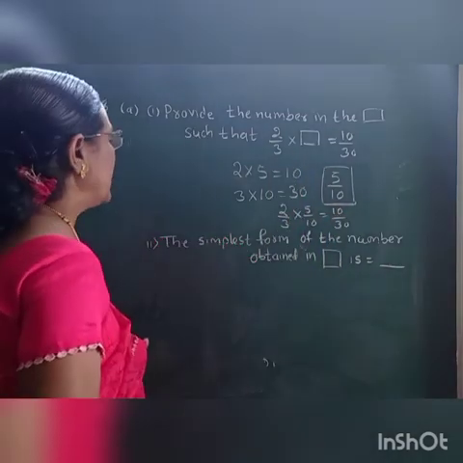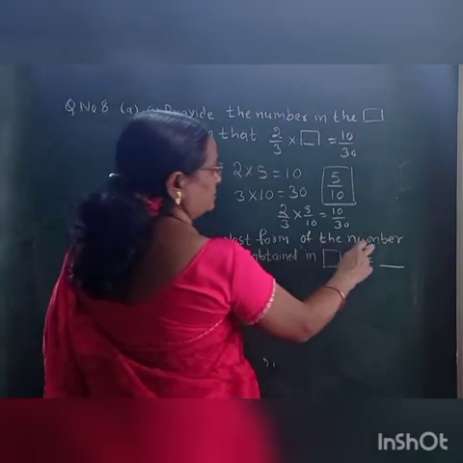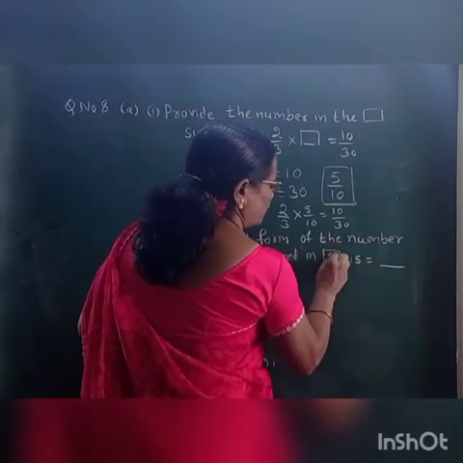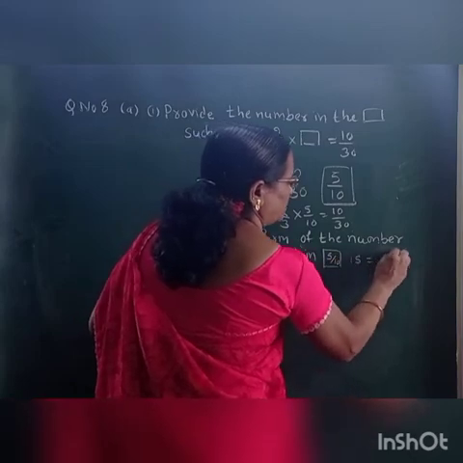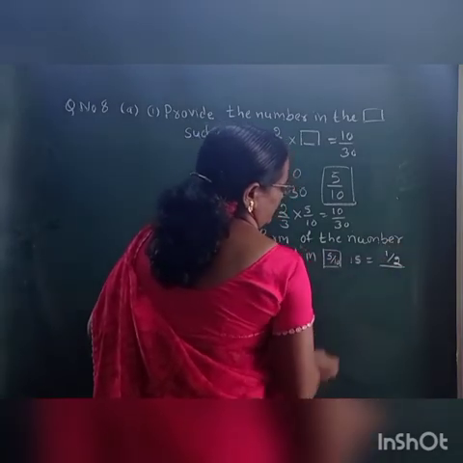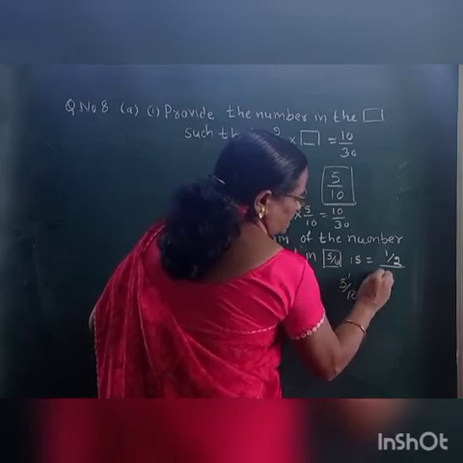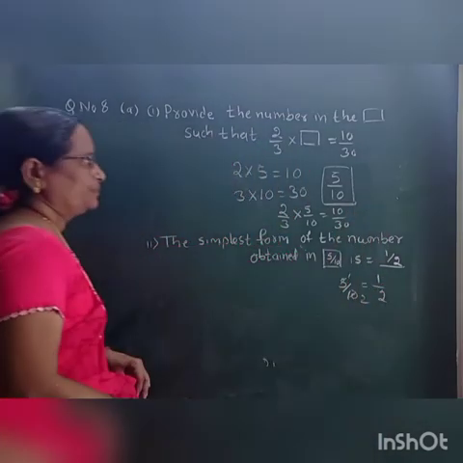Okay. Then what they asked? The simplest form of the number obtained in the box is, in the box what we get? 5 by 10. So 1 by 2 is the answer. 5 ones are 5, 5 twos are 10. So 1 by 2.